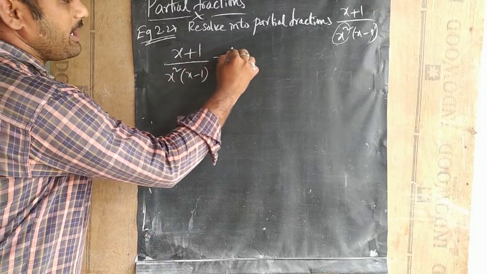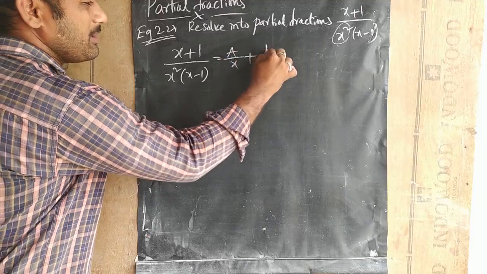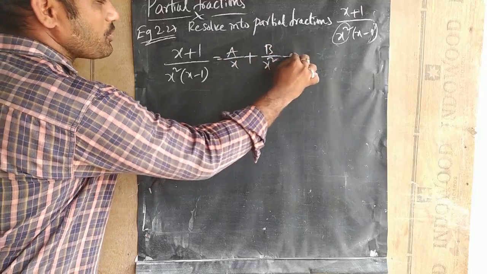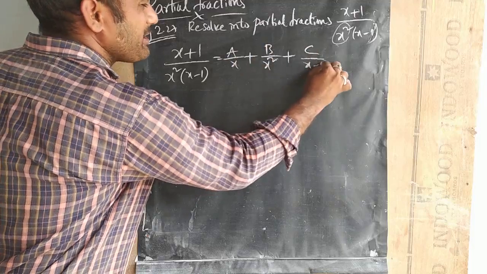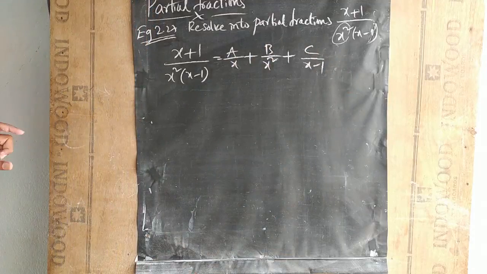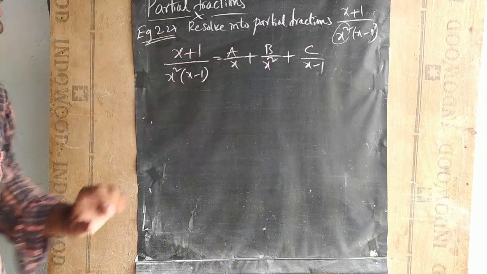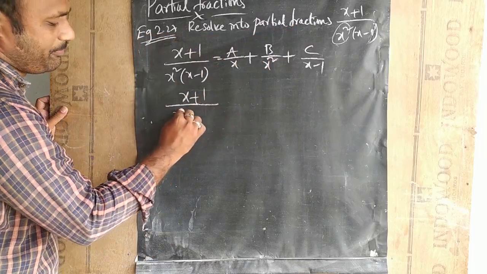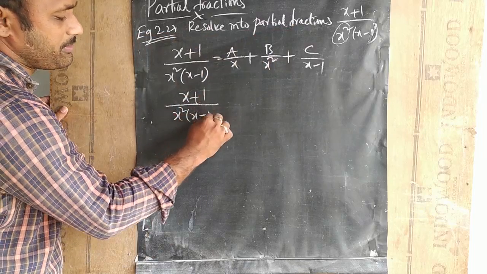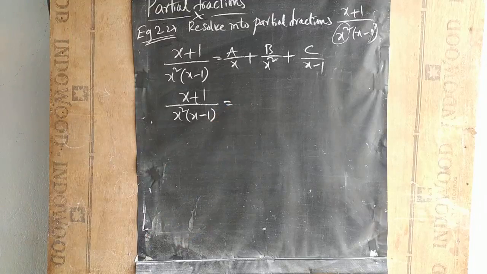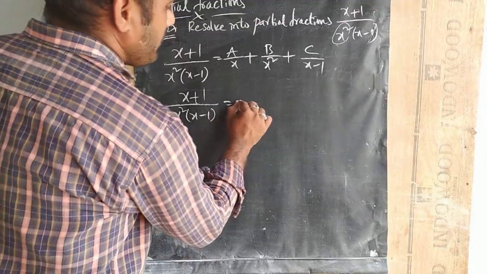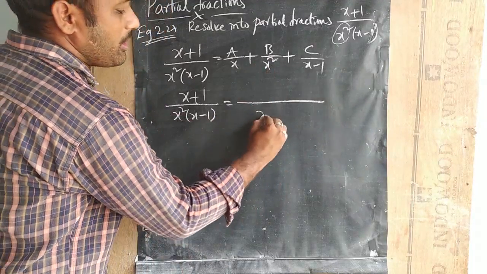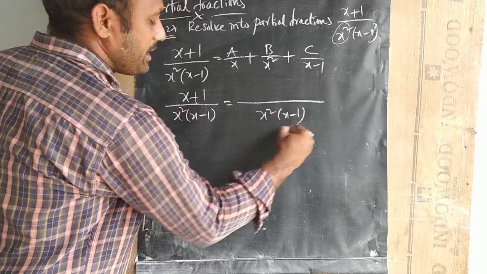This can be resolved as a by x plus b by x square plus c by x minus 1. This will be the partial fractions. Now, if I take LCM on the right hand side, the LCM will be x square into x minus 1.